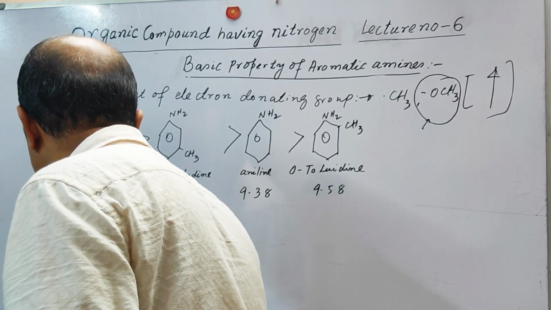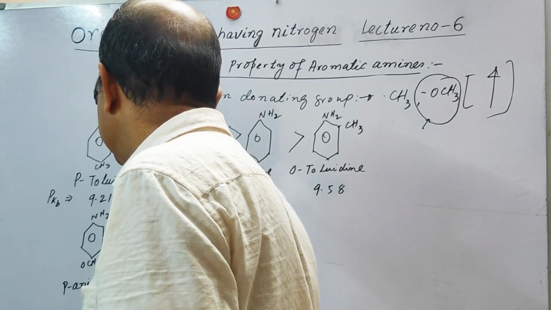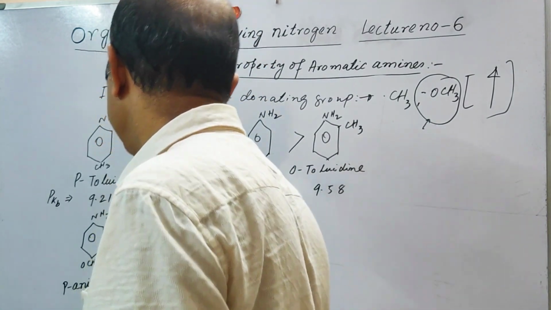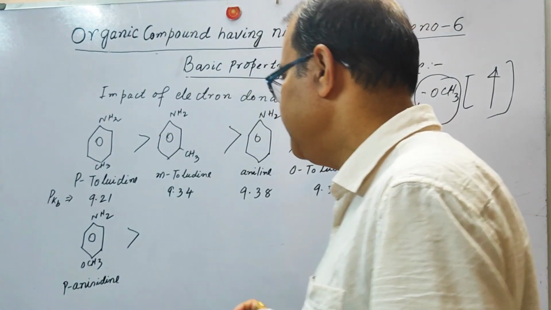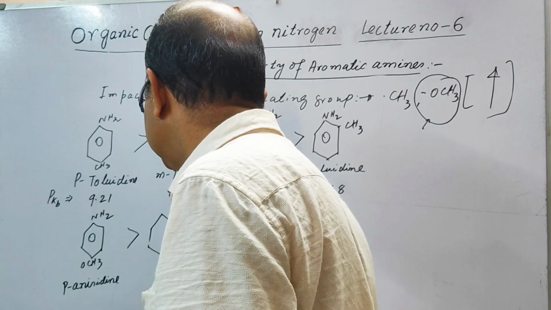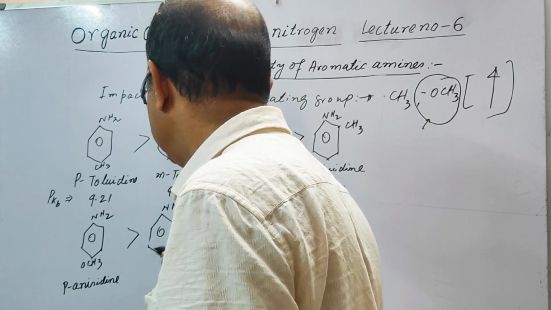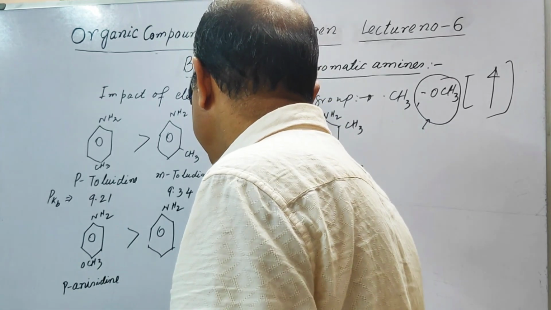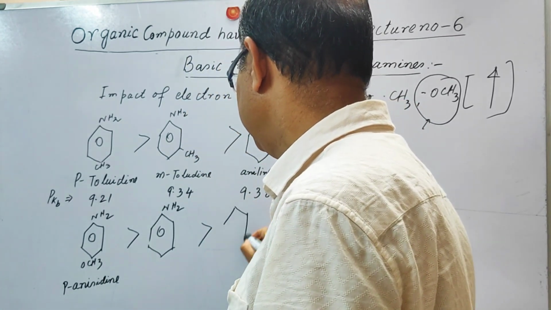Para-anisidine, and it is followed by the aniline. You can see in this case, aniline will come second. CH3. Aniline, then it will have the highest basic strength.